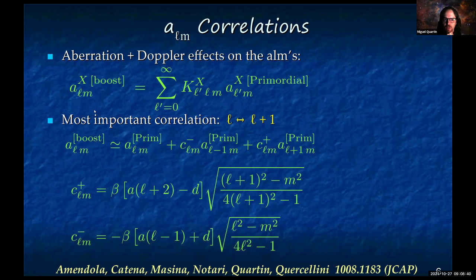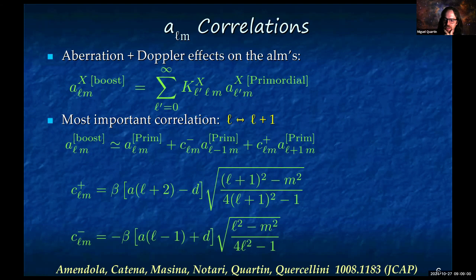Now, the most important correlation is the L plus one, which is of order beta. And you can basically summarize this equation, to good approximation, at least for the multipoles covered by Planck, as the boosted alm being the primordial alm plus some coefficients, which we call C minus and C plus in this paper, which is over 10 years old now.